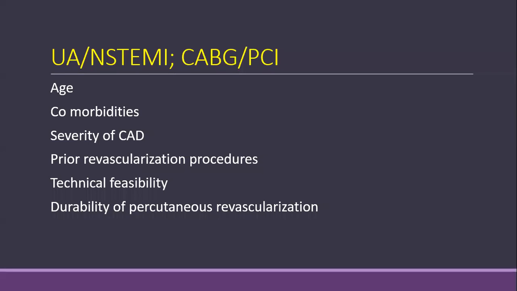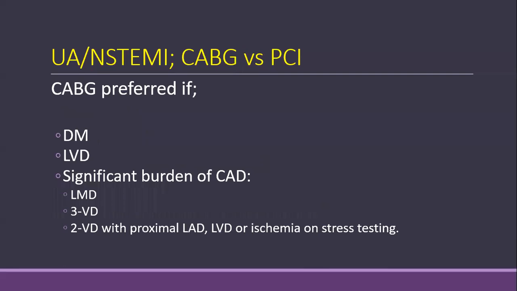Whether a patient should go for cardiac catheterization, coronary artery bypass grafting or coronary angioplasty depends upon certain other factors like age and comorbidities, severity of the coronary disease, prior revascularization procedures, technical feasibility, whether you can do angioplasty or not, and durability of the percutaneous revascularization. These are the factors on which you decide whether the patient should go for CABG or PCI.